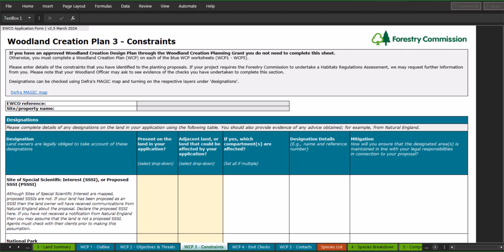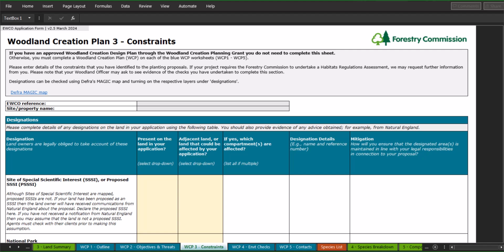It's a really important step in the application form because it not only helps to inform your design, but it also helps to engage stakeholders and recognise organisations that might be affected by this woodland creation proposal.